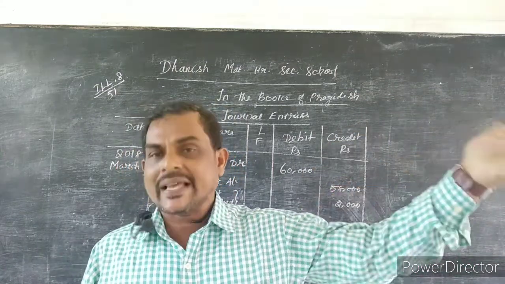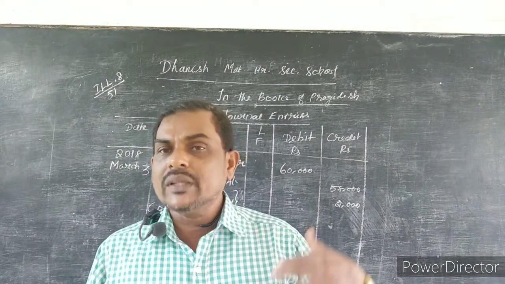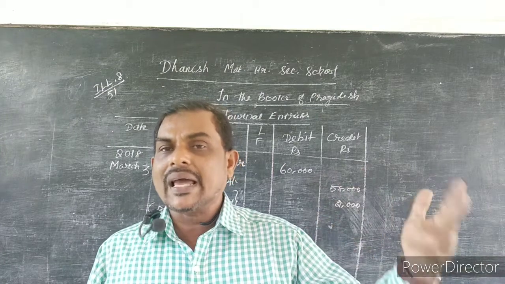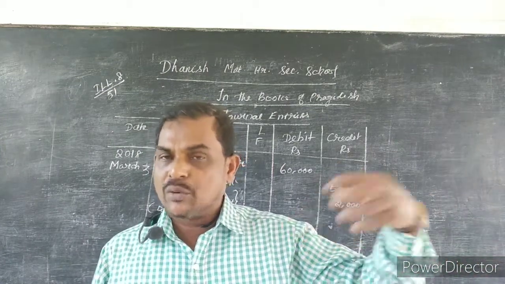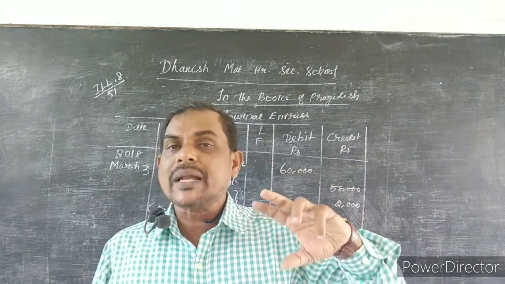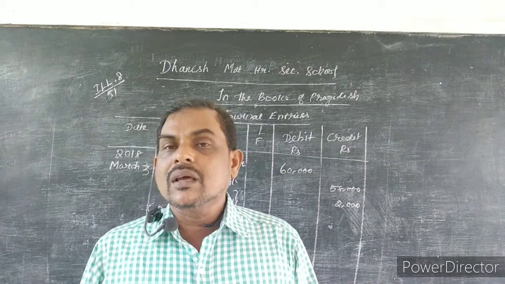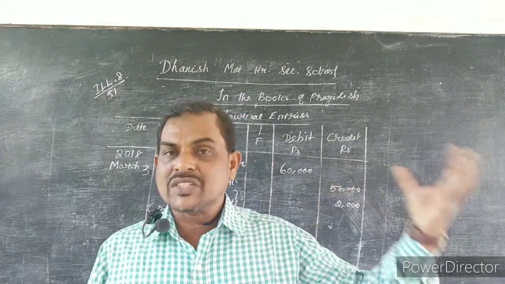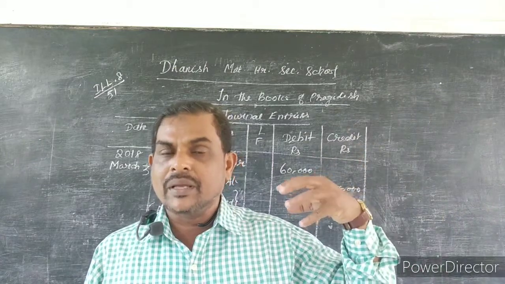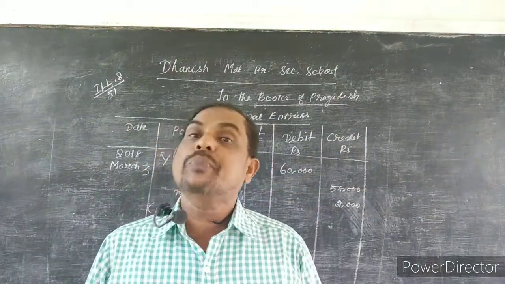Okay, so it means he accepted. When I sold the goods along with the bill I sent to him, he accepted that he has to pay. So whoever accepted the bill, if the creditor accepted the bill, that is bills payable. Because when I purchased the goods, if I accepted the bill, I have to pay the amount to the creditor, that is bills payable.